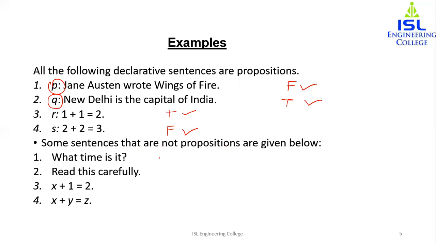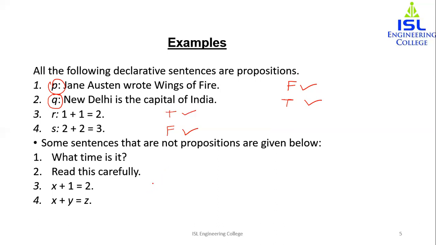Now, what time is it? Can we say whether it is true or false? No, so it is not a proposition. Read this carefully. The same thing, we cannot tell whether it is true or false. It is not a fact. It is an order or a request. So we cannot say whether it is true or false, so it is not a proposition.